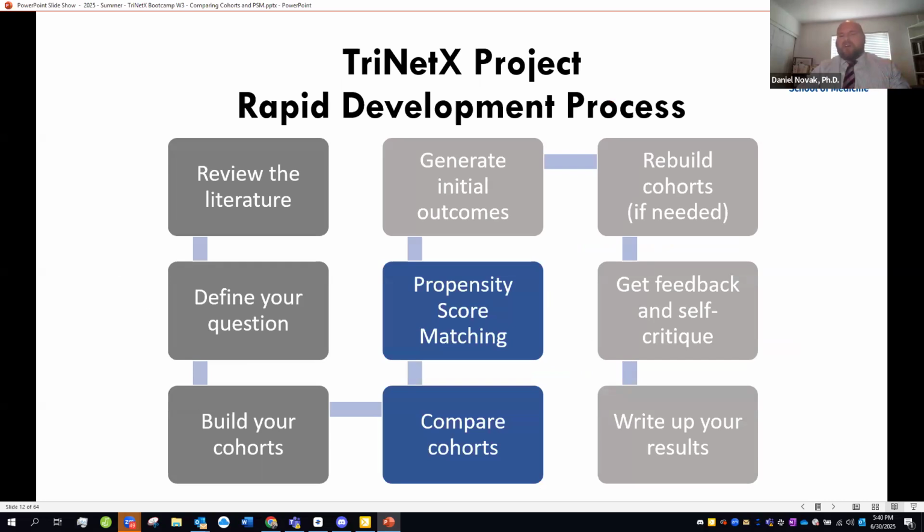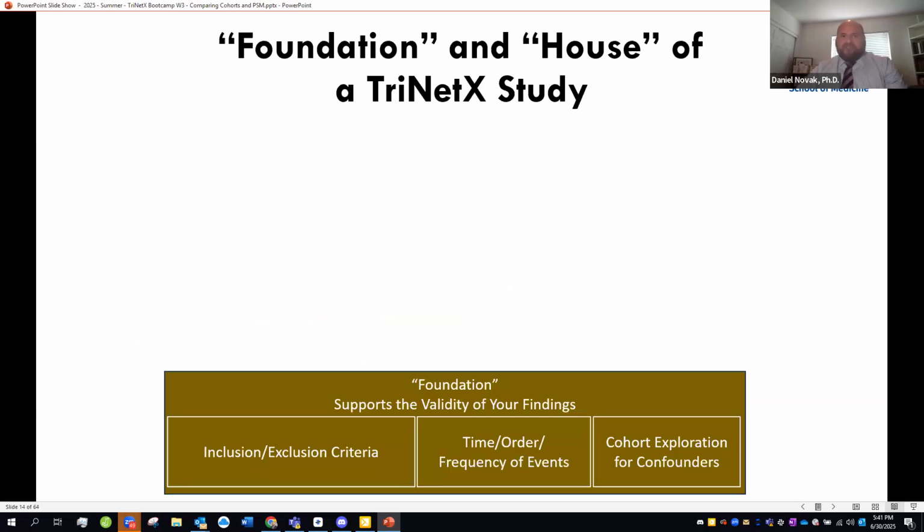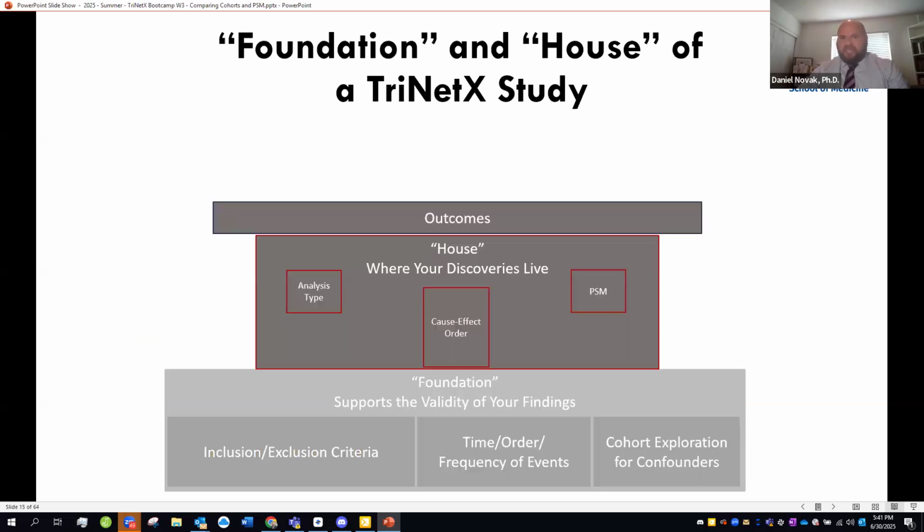In our broader rapid development process, you can see we're in the compare cohorts and propensity score matching phase. And in the even more rapid phase, we're in pulling out the key features, reconstructing the study in TriNetX, and refocusing the structure on your topic and cohort. Again, here's the foundation that we built in the last couple, which is cohort exploration and looking at confounders. We're looking at now the analysis type and cause and effect order, and using propensity score matching to reduce some of those confounders out there.